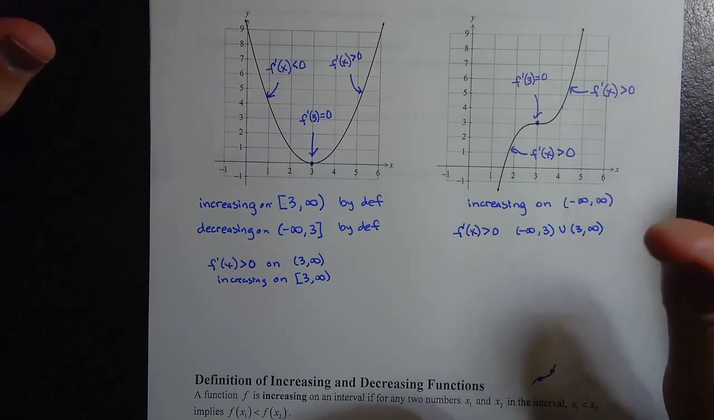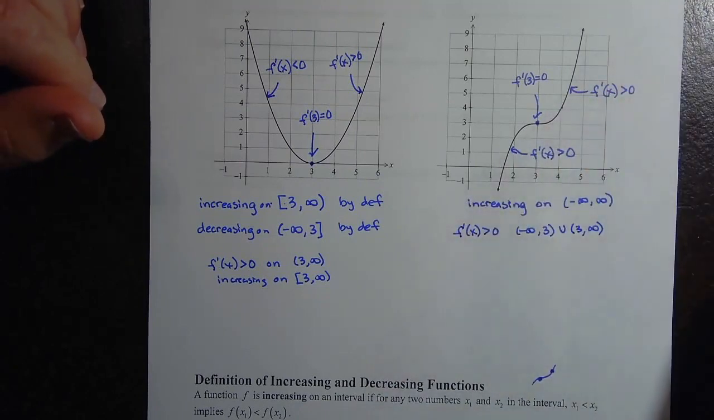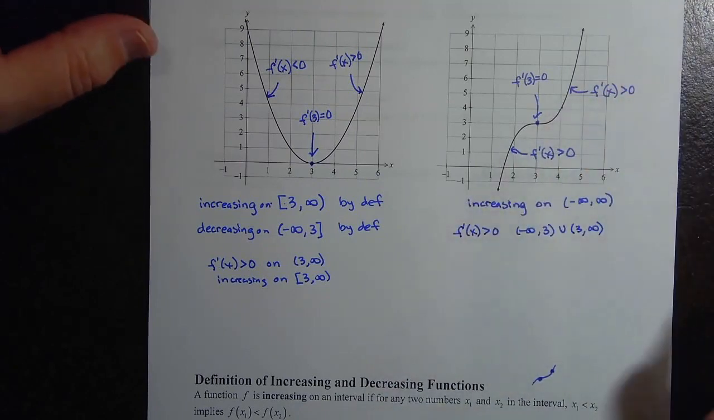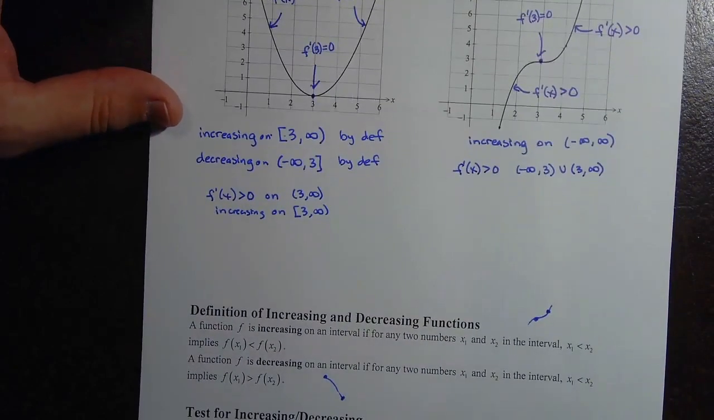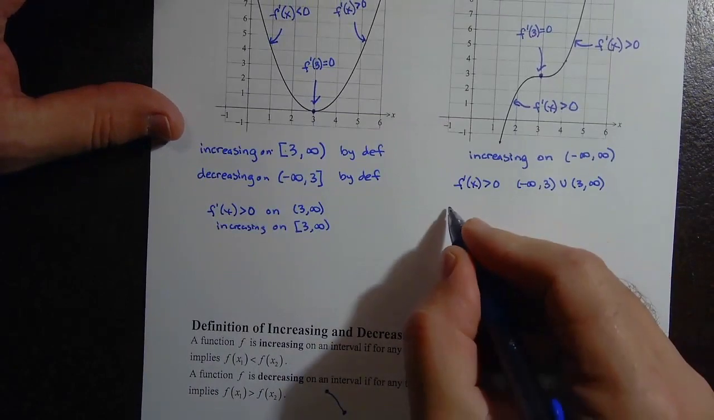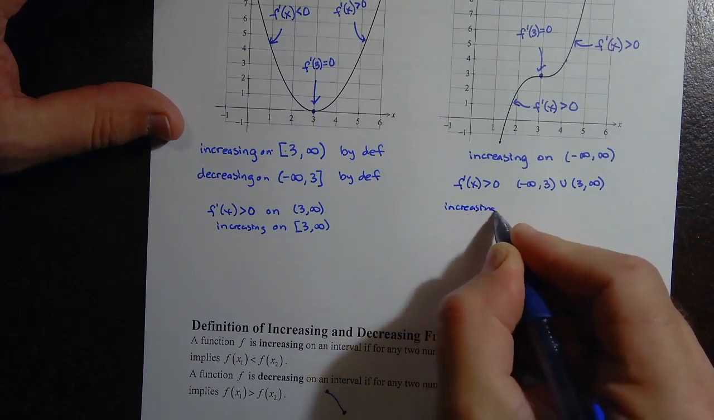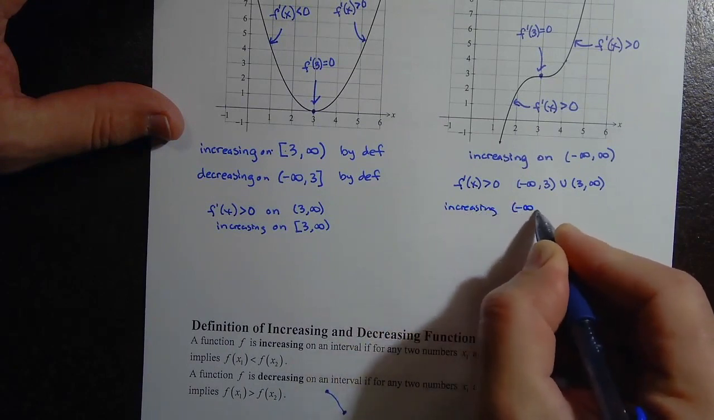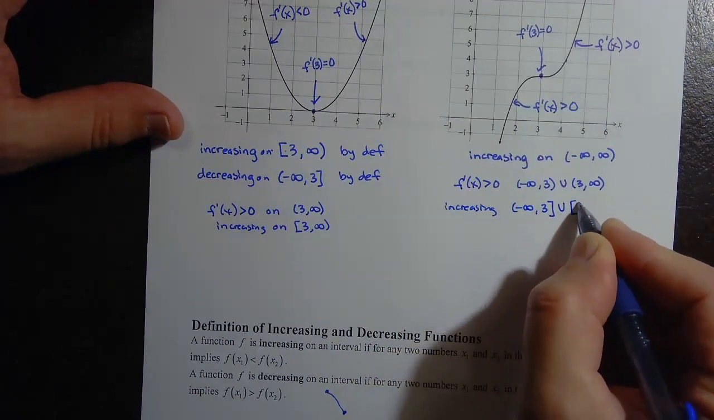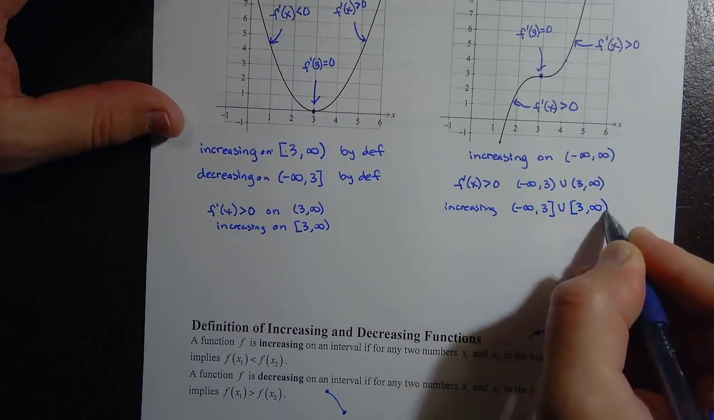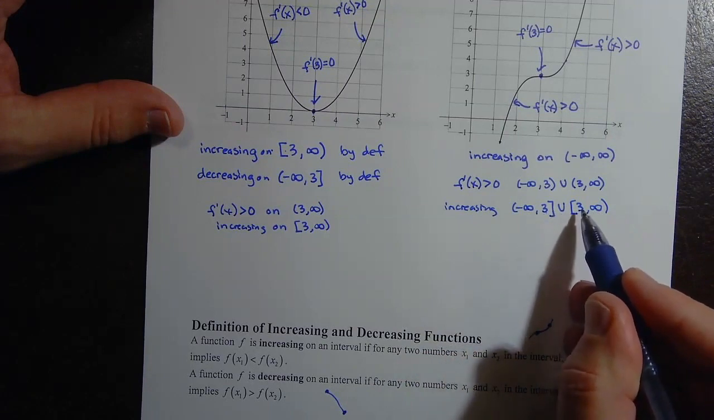So the derivative being positive helps us to determine increasing, but it doesn't strictly tell you where it's increasing, because if we use this definition of increasing, we would actually say it would be increasing on negative infinity to 3, including 3, union, including 3 to infinity. And this is ridiculous saying it like this, because here we're including 3 and here we're including 3.